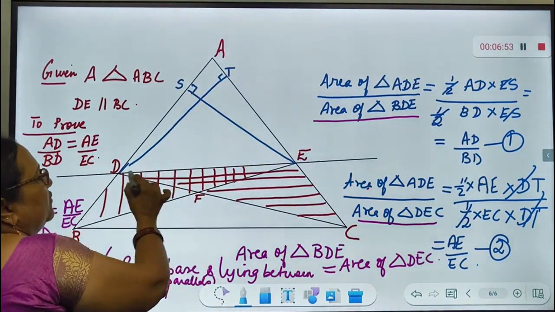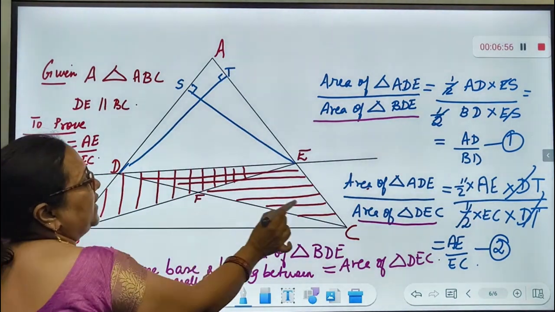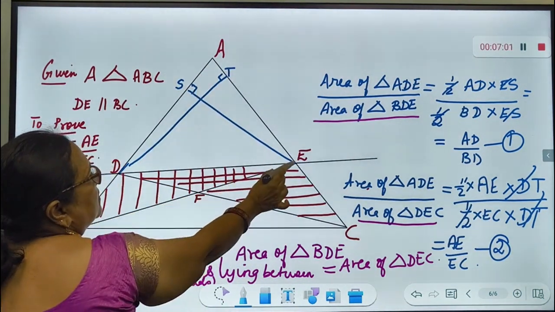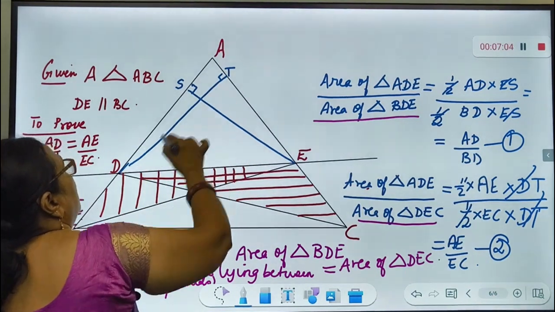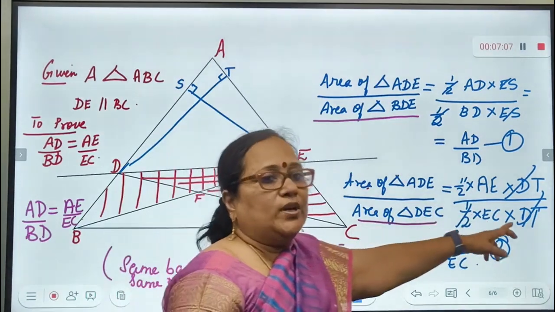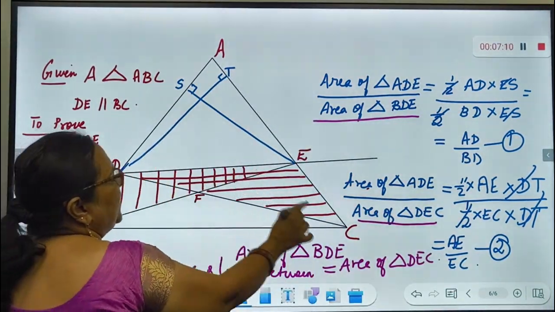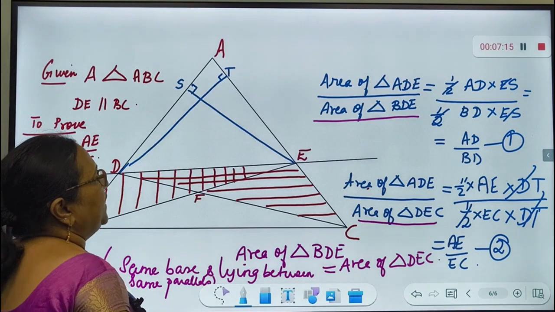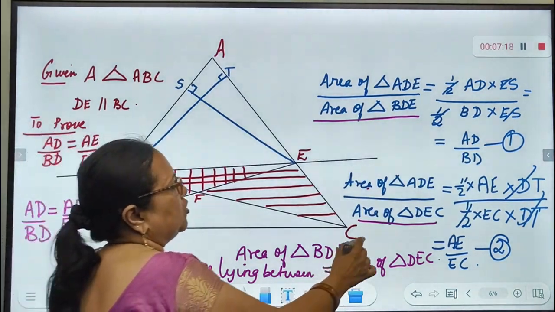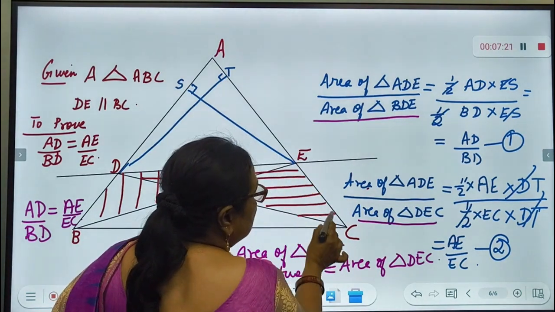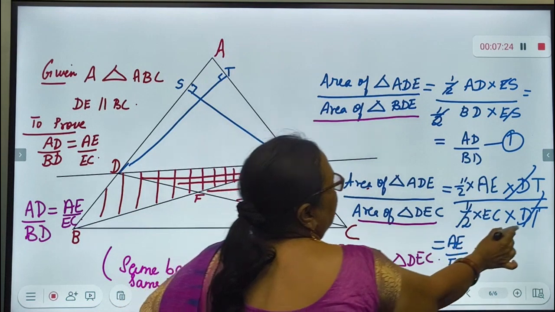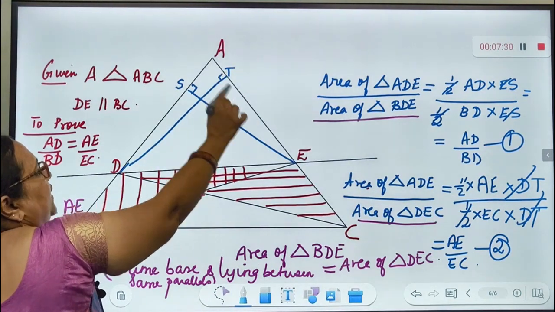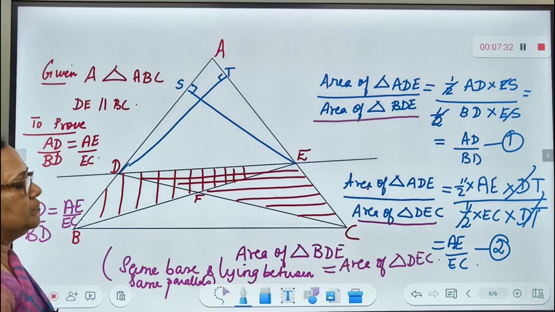Now I compare this triangle with this triangle, area of ADE and triangle DEC. You can see that for AE, I can take this as the base. If I take this as the base, then this is the perpendicular, DT. So half into AE into DT. Then I'm looking at DEC. I take the base as EC, so half into EC. Then the height will be DT. Obtuse angle triangle, so DT will be the height for this triangle also.